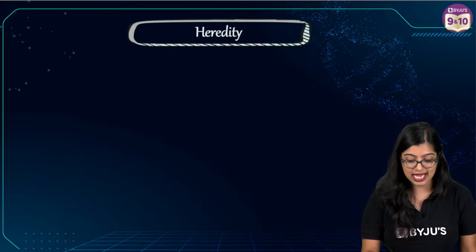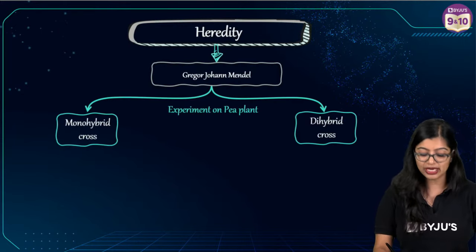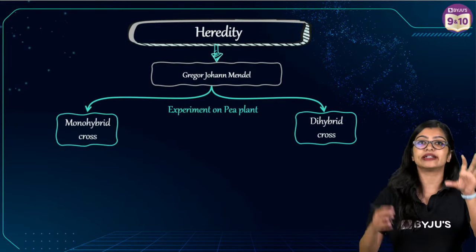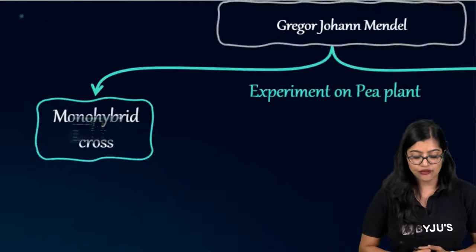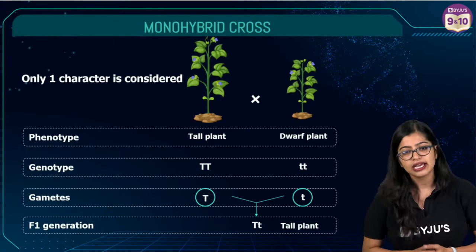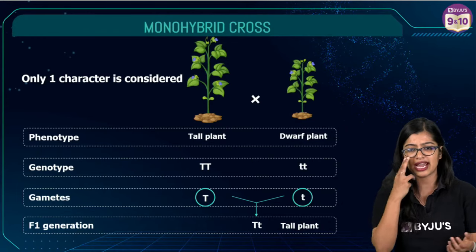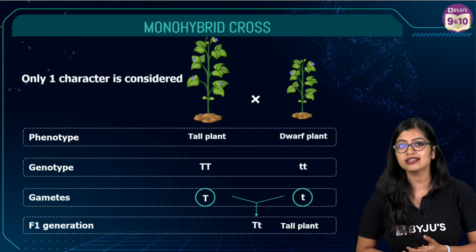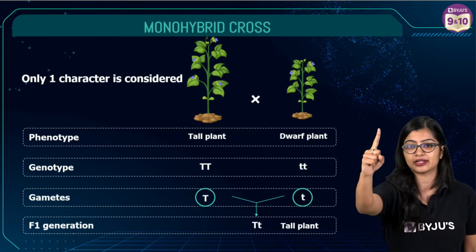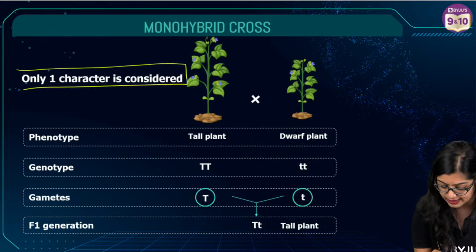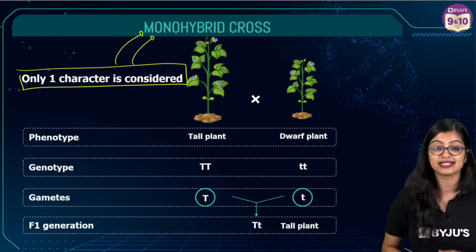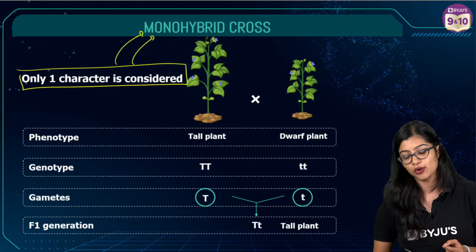But now, of course, as we move on, we know that he performed certain experiments. Now, how did he perform these experiments? First and foremost, he took a particular character, right? He decided that, okay, I'm going to take two plants and I will look at only one character, okay? One character. And when only one character was considered, he called this a monohybrid cross, okay?